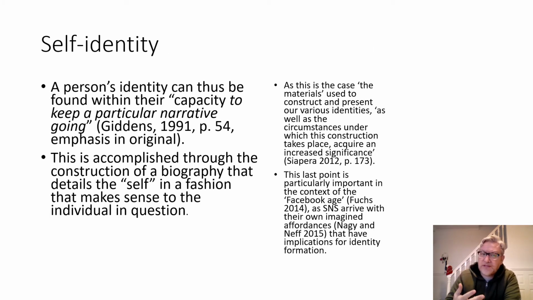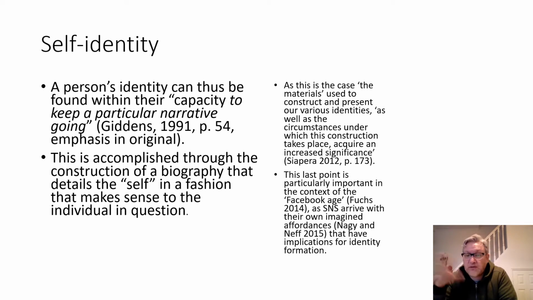So in terms of self-identity then, a person's identity can thus be found within their capacity to keep a particular narrative going, and that emphasis is in the original work, which I've cited there. This is accomplished through the construction of a biography that details the self in a fashion that makes sense to me and you as a person, to us as individuals. So our biography makes sense, it's consistent. As this is the case, the materials used to construct and present our various identities, as well as the circumstances under which this construction takes place, acquire an increased significance. What we're getting at here is that the selfie is so important in this process. This is why it's significant to us and our use of social media.